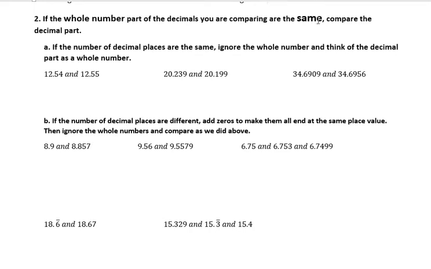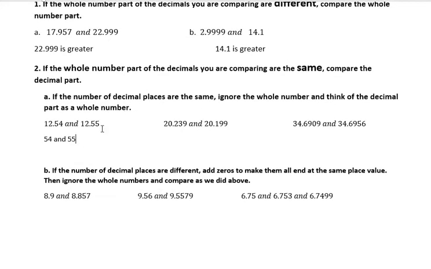But of course, the part that we're actually trying to do here is compare decimal numbers, and that is when your whole number is the same, then of course you have to look at the decimals. So if the number of decimal places are the same, ignore the whole number and think of the decimal part as a whole number. So in the first case, I have 12 and 54 hundredths and 12 and 55 hundredths. The 12s are the same, so that doesn't help me. But I can think of 54 and 55. Just think of those as whole numbers. Which one is greater? Well, the 55 is greater. That means that 12 and 55 hundredths is the greater number.